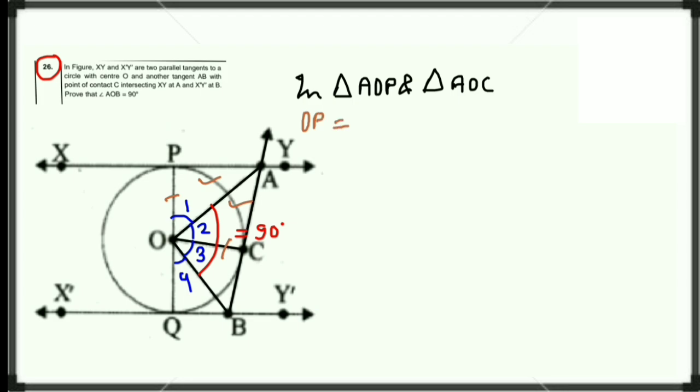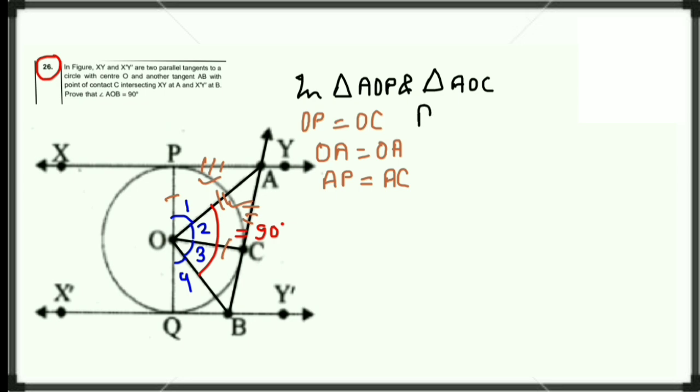OP equal to OC, and it's because of the radius of the same circle, right? Similarly, OA equal to OA, and it's because of the common side. And lastly, AP, this side, is equal to AC, this side. AP equal to AC, and it's because tangents drawn from the same external point are equal.